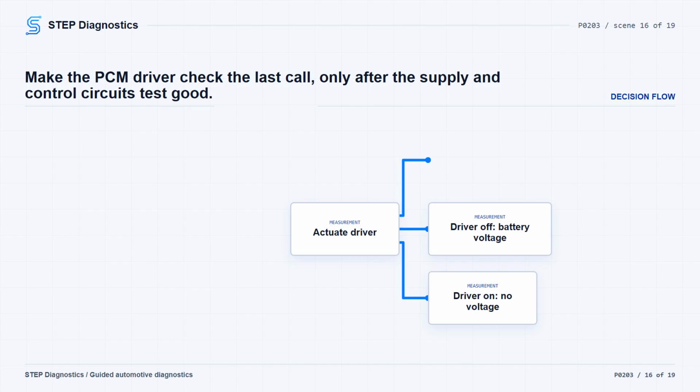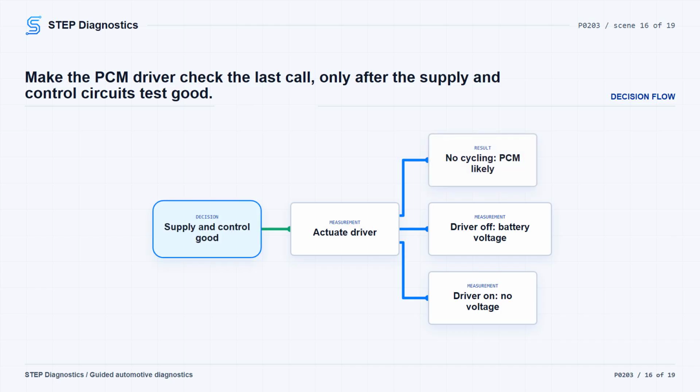Only check the PCM driver after the battery supply and control circuits both test good. If the scan tool has an actuator function for that driver circuit, back probe the control circuit at the injector and watch voltage while actuating the driver. There should be battery voltage present when the driver is off, and no voltage on the control circuit when the driver is on. If the circuit's tested good, and the voltage is not cycling on and off with driver actuation, the PCM is identified as most likely faulty.